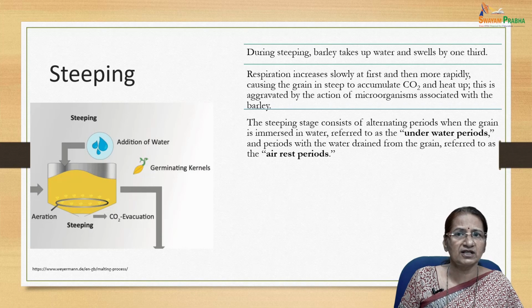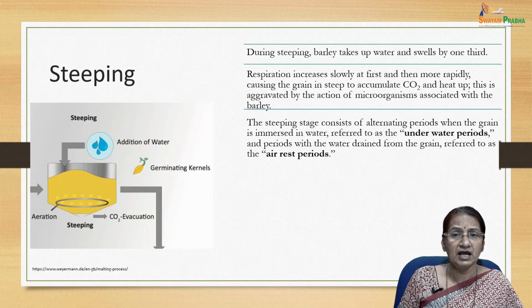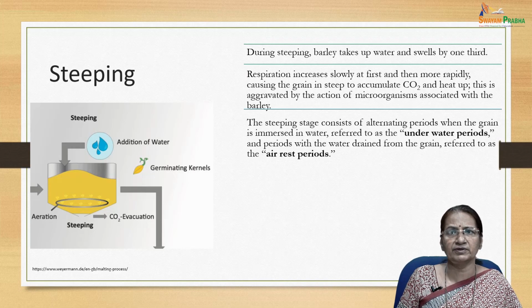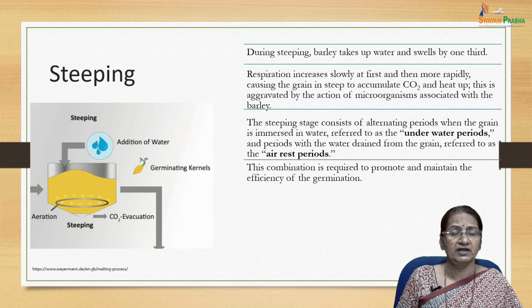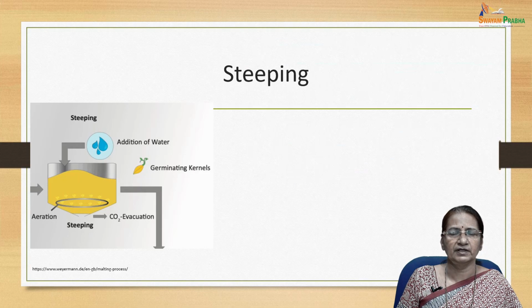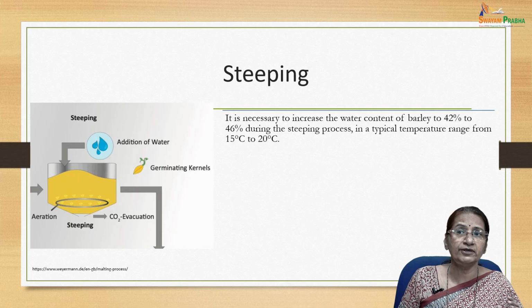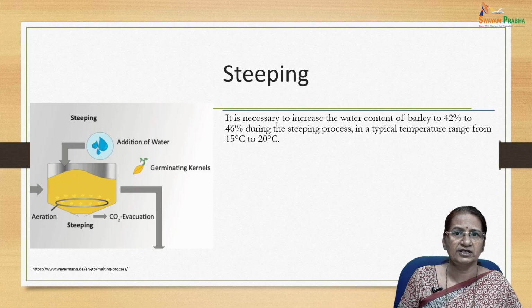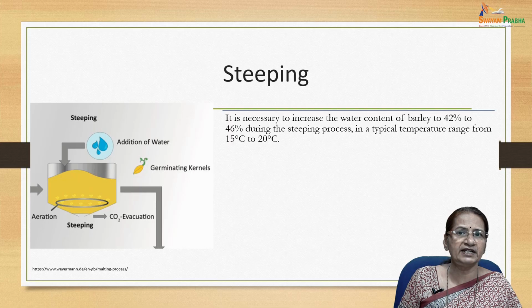The steeping stage consists of alternating periods when the grain is immersed in water, referred to as the underwater periods, and periods with the water drained from the grain, referred to as the air rest periods. This combination is required to promote and maintain the efficiency of the germination. It is necessary to increase the water content of barley to 42% to 46% during the steeping process, in a typical temperature range from 15 to 20 degrees centigrade.